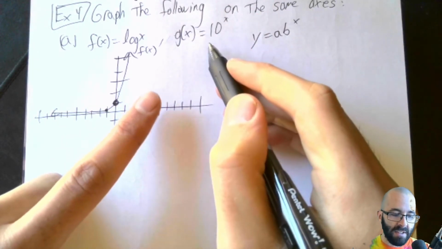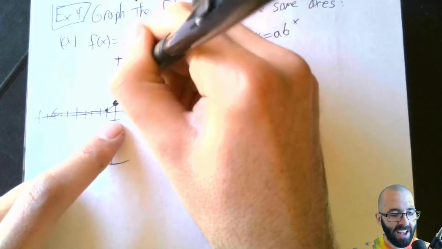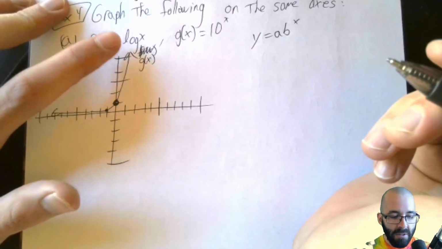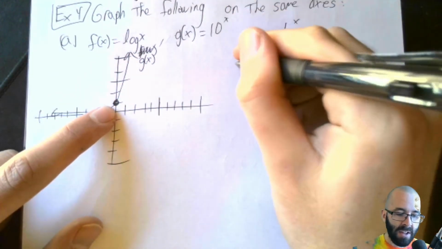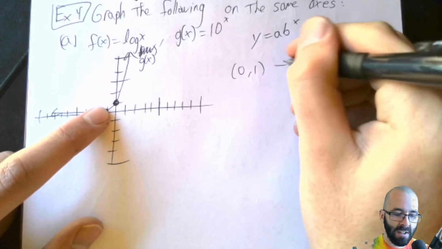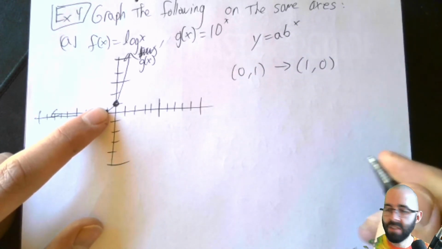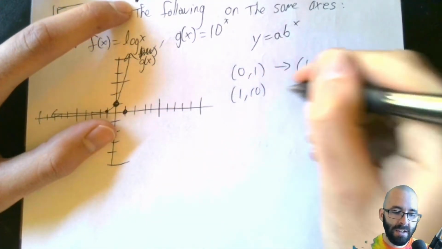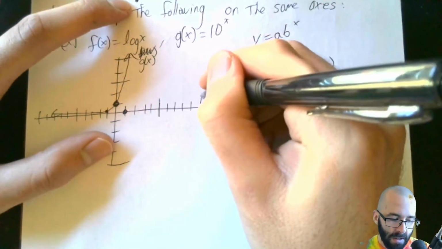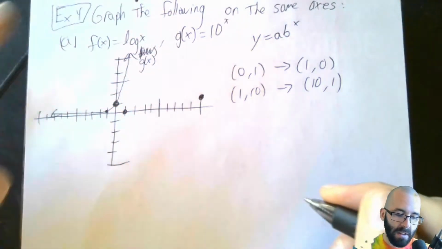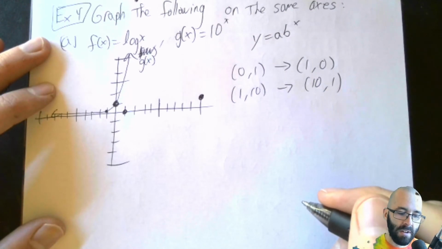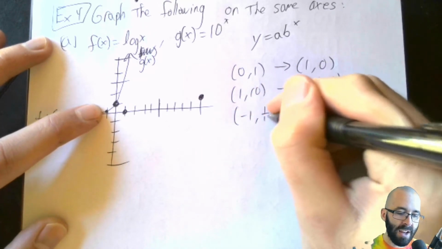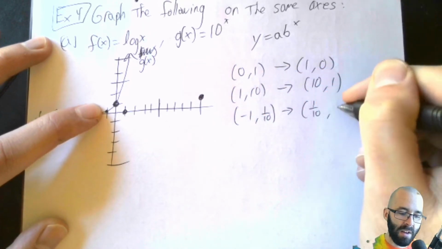And that's g of x, the exponential function. So inverse functions, right? You switch the x's and the y's. If we have the point 0, 1 for g, that's going to be the point 1, 0 for f. We have the point 1, 10 for g. That's going to be the point 10, 1 for f. And similarly, if we have the point -1, 1/10, that's going to be the point 1/10, -1.